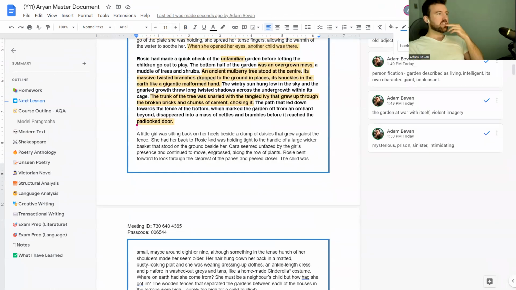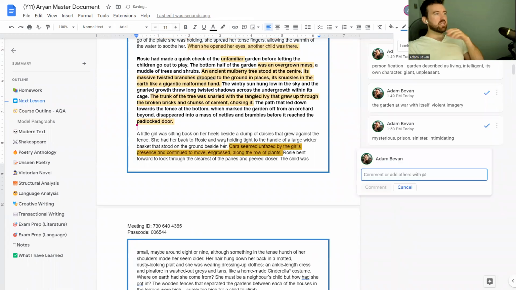A little girl was sitting back on her heels beside a clump of daisies that grew against the fence. She had her back to Rosie and was holding tight to the handle of a large wicker basket that stood on the ground beside her. Cara seemed unfazed by the girl's presence and continued to move, engrossed, along the row of plants.